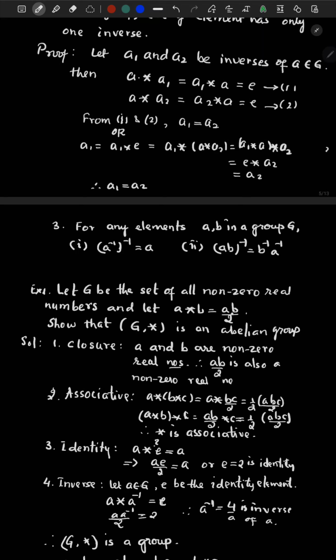Inverse. Let A be any element in G and E be the identity element. E is 2 here. Then by the definition of inverse, A star A inverse must be equal to the identity element. The identity element is 2, as in the previous step. And star is defined by A into A inverse by 2. So solve for A inverse. Taking it to this side, A inverse becomes equal to 4. Therefore, A inverse is equal to 4 by A. So 4 by A is the inverse of A.